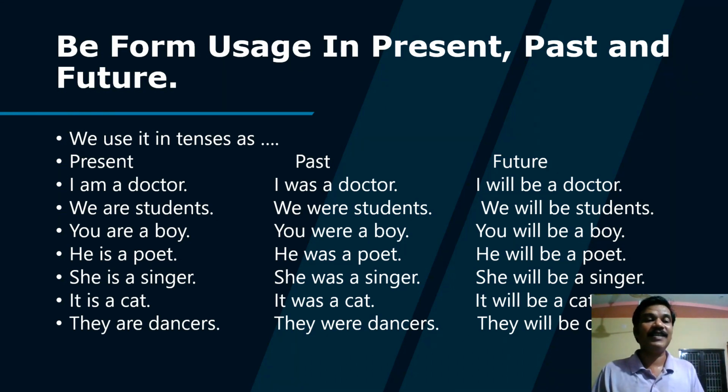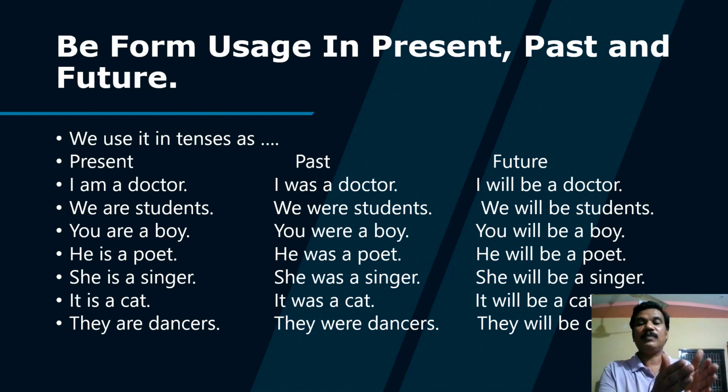So let's learn, dear students and friends. Present, past, future. Present tense: I am a doctor. In past tense, it becomes I was a doctor. In future tense, it becomes I will be a doctor. Study carefully. I am, present tense. I was, past tense. I will be, future tense. See, we are using am for present, was for past, will be for future.